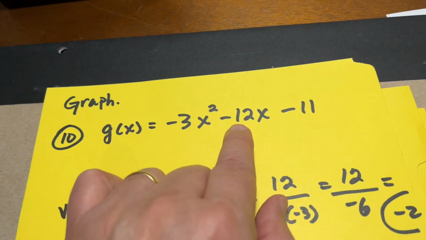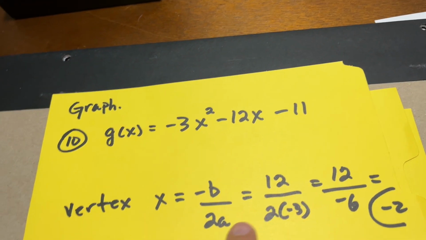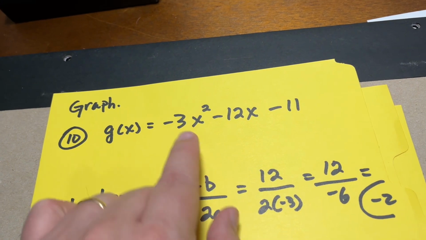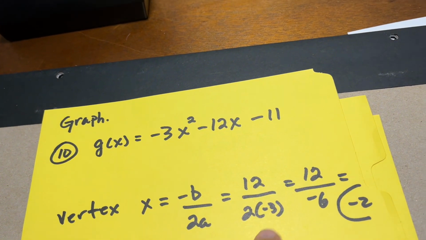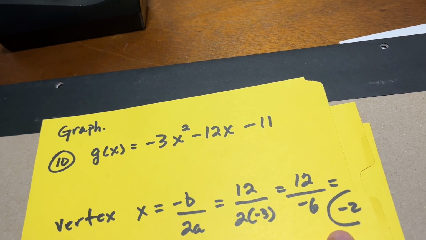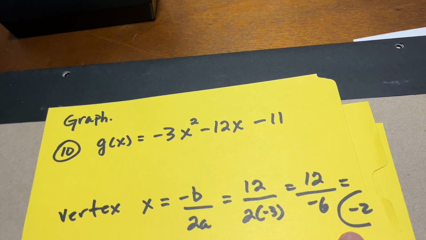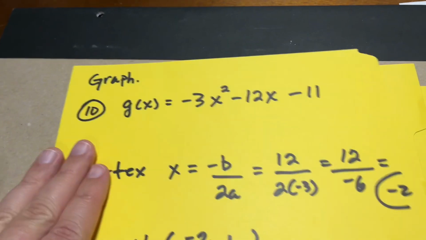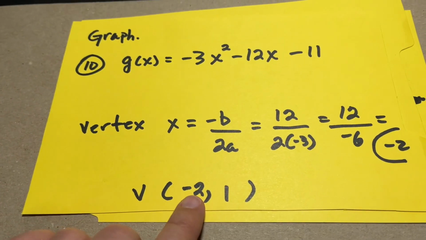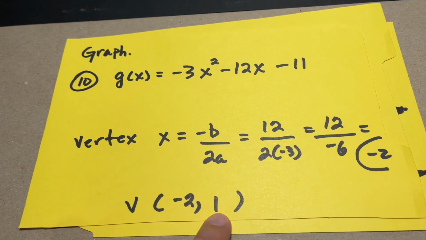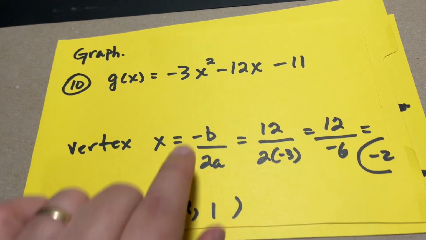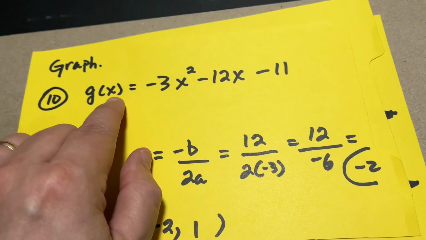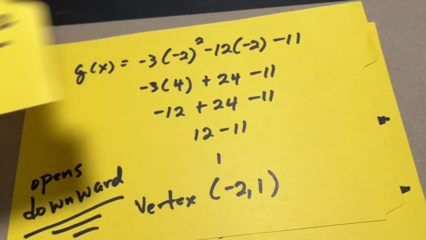So the opposite of b is 12. 2 times a is 2 times -3 because that's a. You do the math here, you get this, and then reduce, you get that. So the x value on the vertex is -2. Now we don't know the y value yet, but what you do is plug this back into the original and solve for that. So let me do that over here.